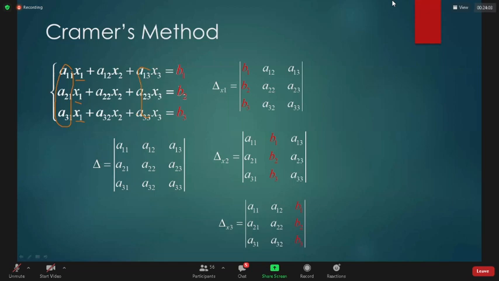See, the white numbers are what we leave in place. So the second and the third column stay as they are in the system determinant. We only change the first one. In the next, the first and the third stay the same. We only change the second one. And in the third one, the first and second columns stay the same, and we only change the third one. And how do we find the unknowns, the variables? Well, exactly like this.